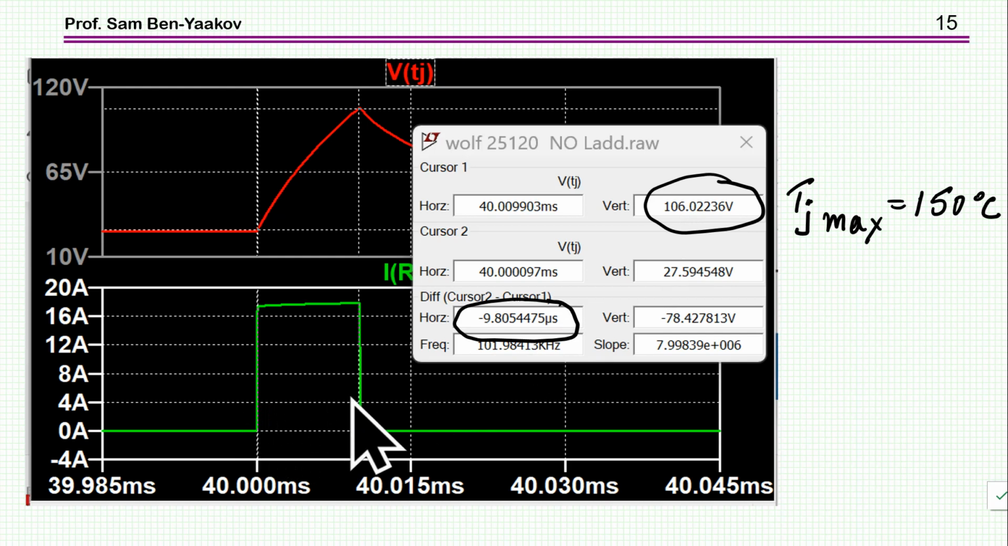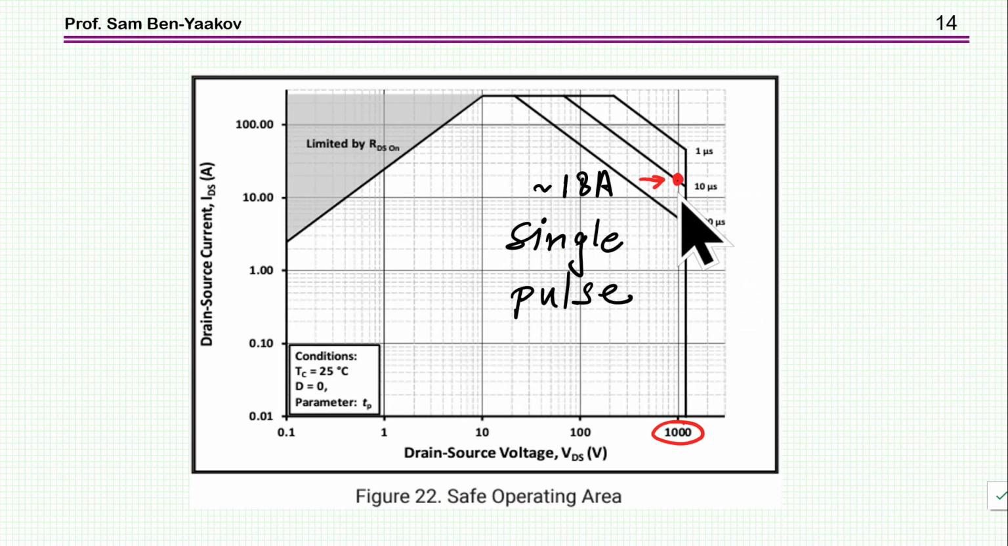This is the case that I'm looking at. And this is 106, while the maximum junction temperature specified by the manufacturer is 150. It's a long way. It's a very long way. So I don't understand why the limit here is 106 only.